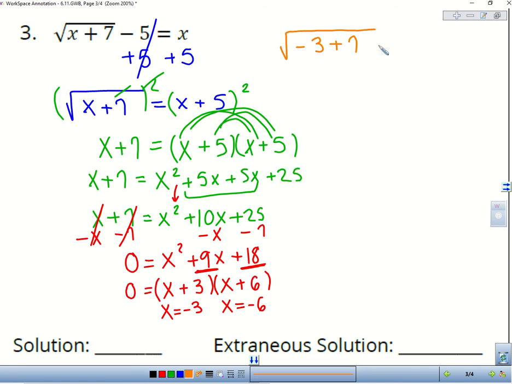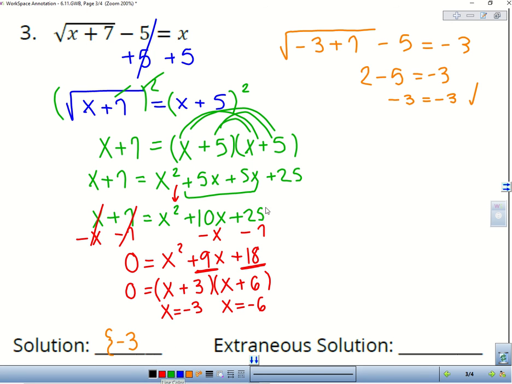So I'm going to start with the -3 first. So I just rewrite the original equation, but instead of x, I'm putting in a -3. Okay? What is -3 plus 7? Good. Square root of 4 is? 2. What is 2 minus 5? -3. Good. So this one checks out. -3 is the solution, right? But I don't know if -6 is, so I'm going to leave this open-ended so I can possibly put the -6 in there.